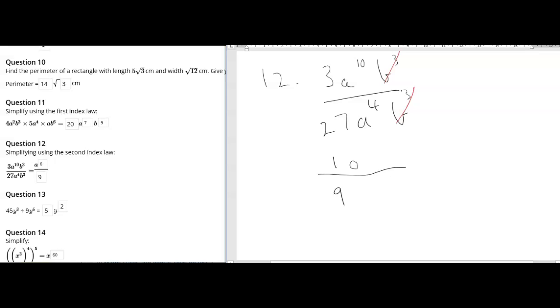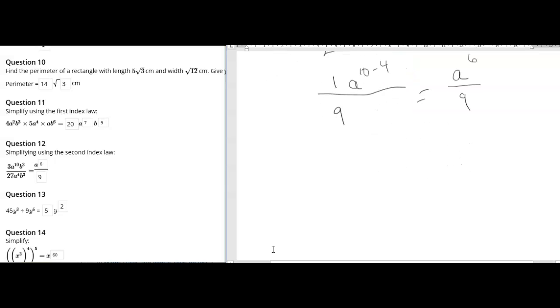And then we've got a, now when we're dividing, we subtract our powers. So it's going to be 10 minus 4. Now, we don't usually leave a coefficient of 1, so I'm just going to write a. 10 minus 4 is 6, and that's all over 9.